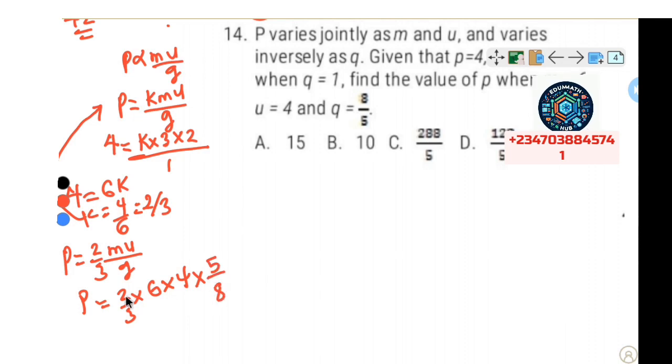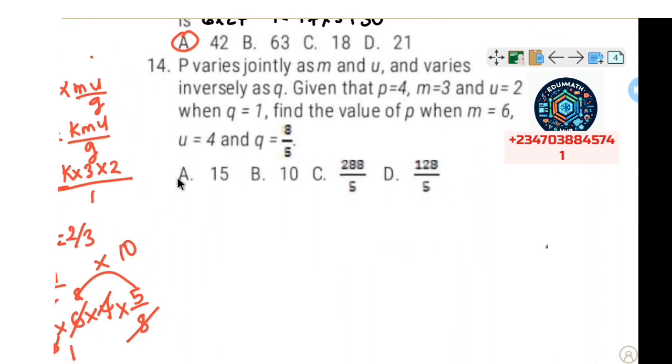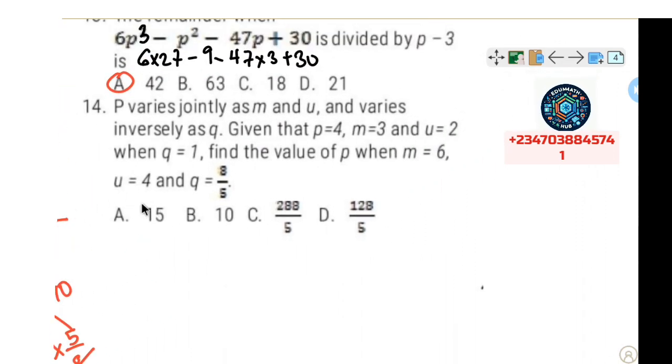Then you can cut from here. This is 2, this is 4, that's 8, to cancel this 8. So you have 3 here 1, 3 here 2. 2 times 5 will give you 10. So the value of p given those conditions is 10. So come to your option, and pick 10.